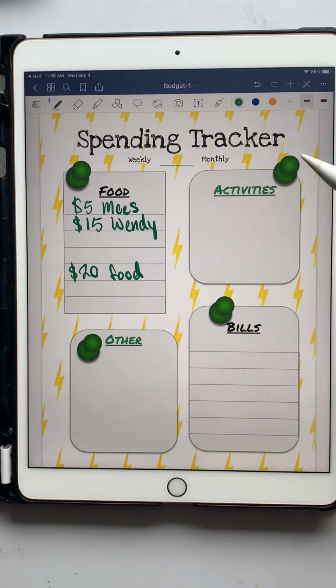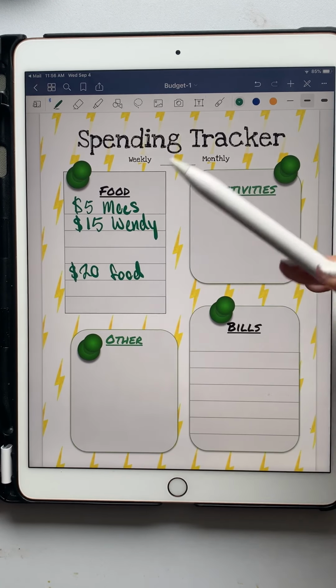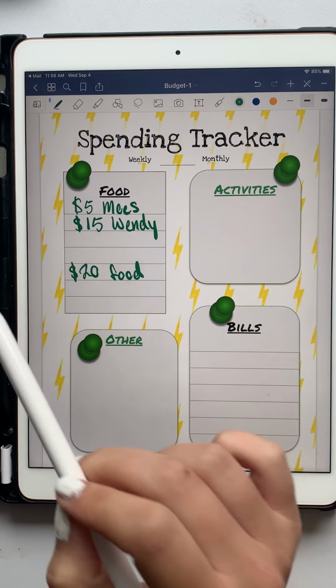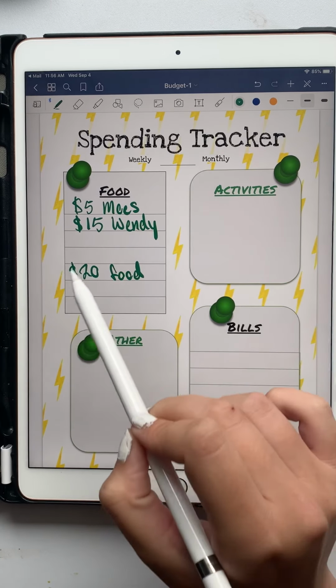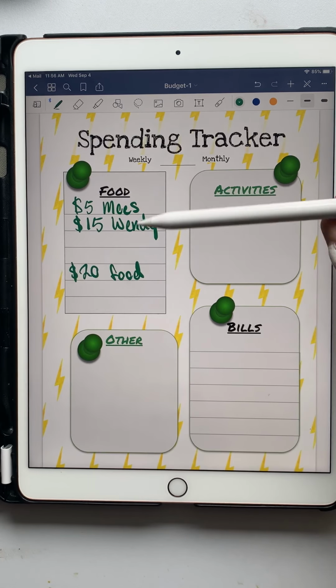Excuse my handwriting, I know it's not very good. So that way when you go back to your spending tracker for your total, you can just write the 20 and you don't have to write these oddballs.